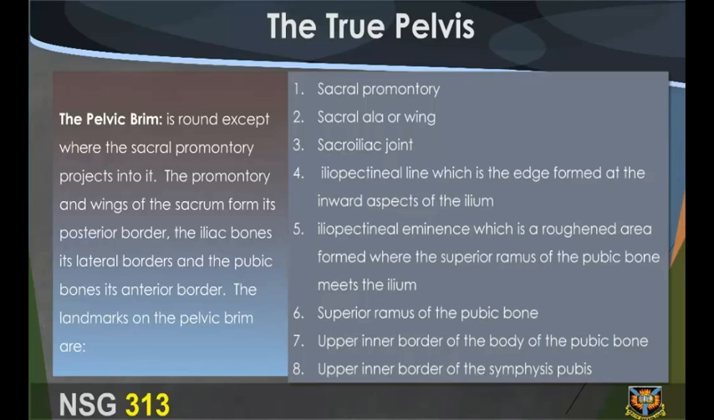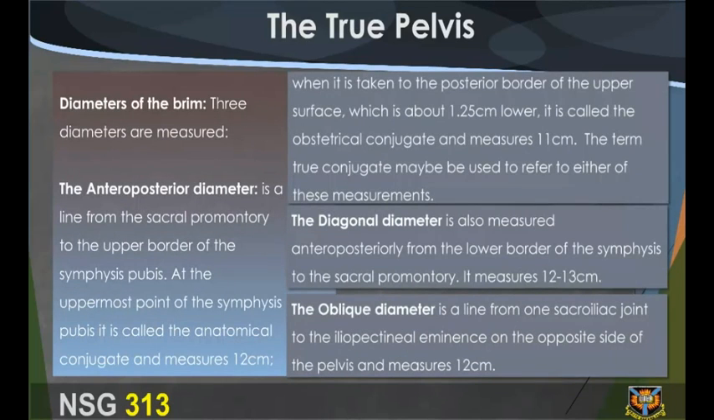The landmarks on the pelvic brim are: 1. Sacral promontory, 2. Sacral ala or wing, 3. Sacroiliac joints, 4. Iliopectineal line, which is the edge formed at the inward aspect of the ilium, 5. Iliopectineal eminence, which is a roughened area formed where the superior ramus of the pubic bone meets the ilium, 6. Superior ramus of the pubic bone, 7. Upper inner border of the body of the pubic bone, 8. Upper inner border of the symphysis pubis. Diameters of the brim.